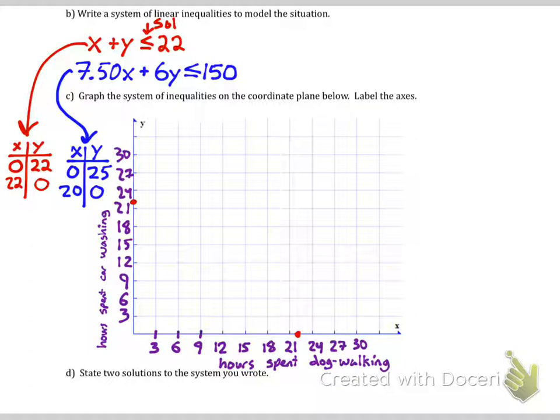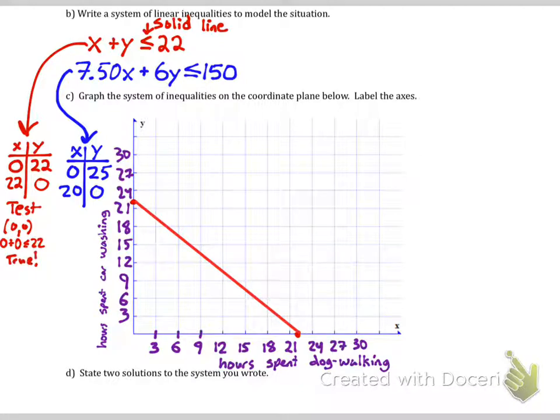The other thing I need to do is, you notice up there I'm writing down, this is going to be a solid line because of the less than or equal to sign. So let's draw a solid line, and we need to test 1 point. I'll test 0, 0. Well, 0 plus 0 is 0, so 0 is less than or equal to 22, so it's true. So we need to shade the bottom left side. I'm going to shade it in like that.